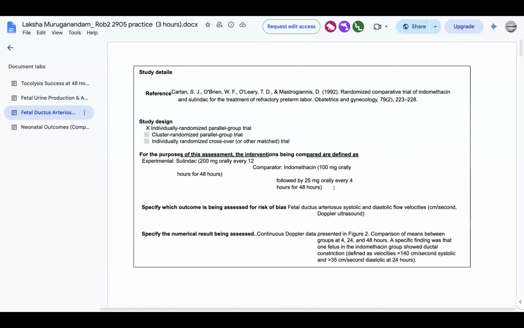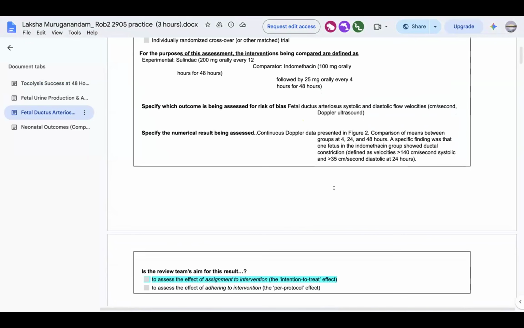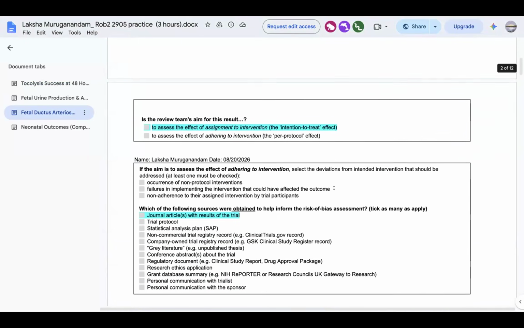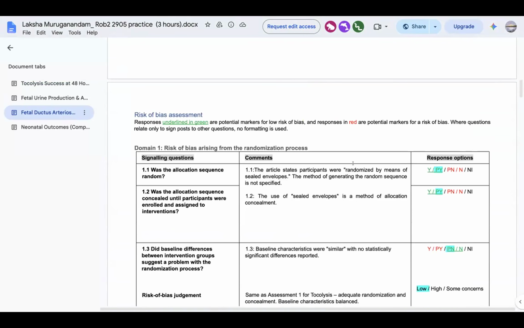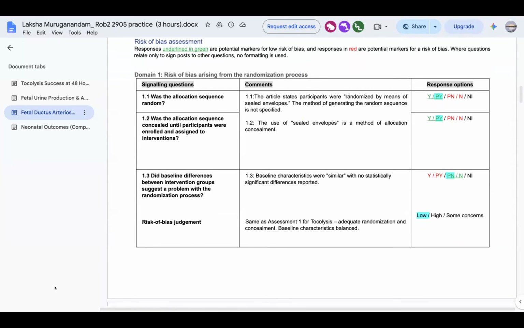Let's go back. Abigail, would you like to read domain 1.1 on Laksha's document under the tab that is labeled fetal ductus arteriosus? Sure. For 1.1, the article states participants were randomized by means of sealed envelopes. The method of generating the random sequence is not specified, and then she went with PY for this one.